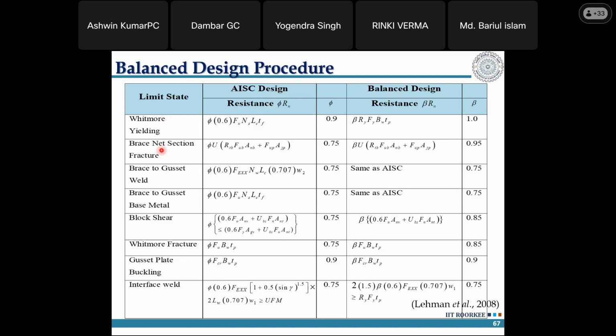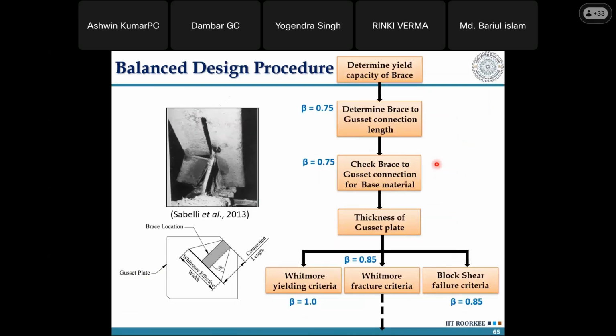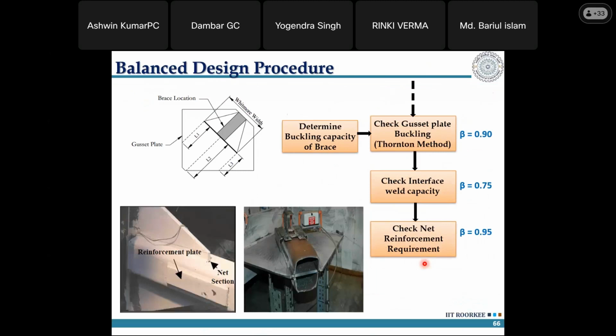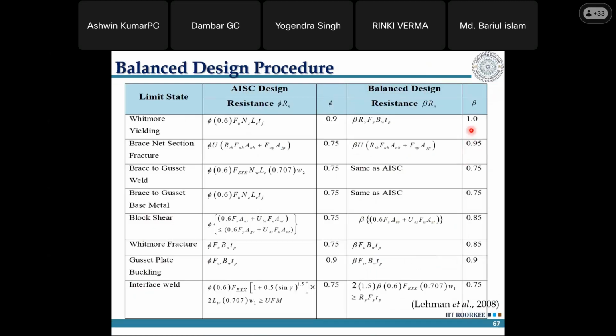That is how the current code guidelines for design of connections are given, whether it is our code or the American code. This is how they follow. The balanced design procedure is something that I have seen even in our moment frames as well. You list out the yield mechanisms that you expect in your system and the failure modes that you want. Then you apply factors in such a way that you give weightage to the event that is happening. Here there is no weightage; it is all about the strength being higher than the demand. Here, even when the strength is higher than the demand, you prioritize certain events to happen first.